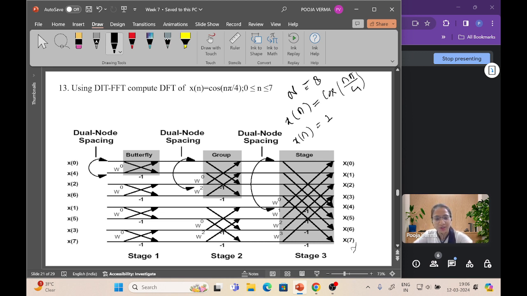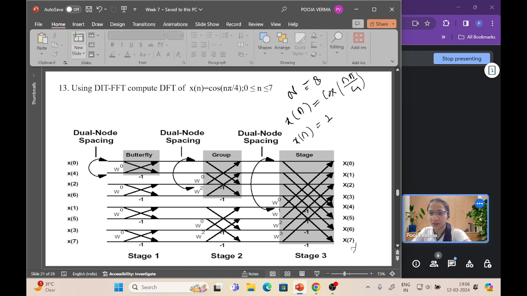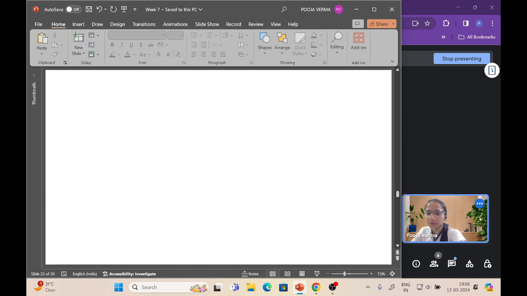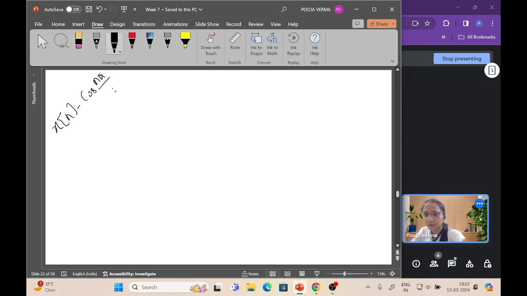Okay, then first we need to find this sequence by putting n equal to 0, 1, 2, 3, 4, 5, 6, 7. So let's take one slide so that we can solve there. x(n) is equal to cos(n pi/4), where n is equal to 0, 1, 2 till 7. And x(n) we will get by putting these values of n.